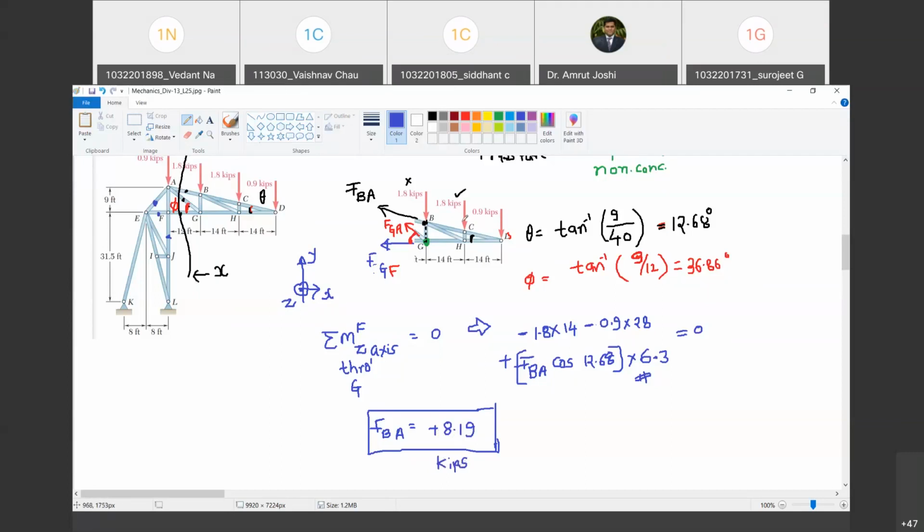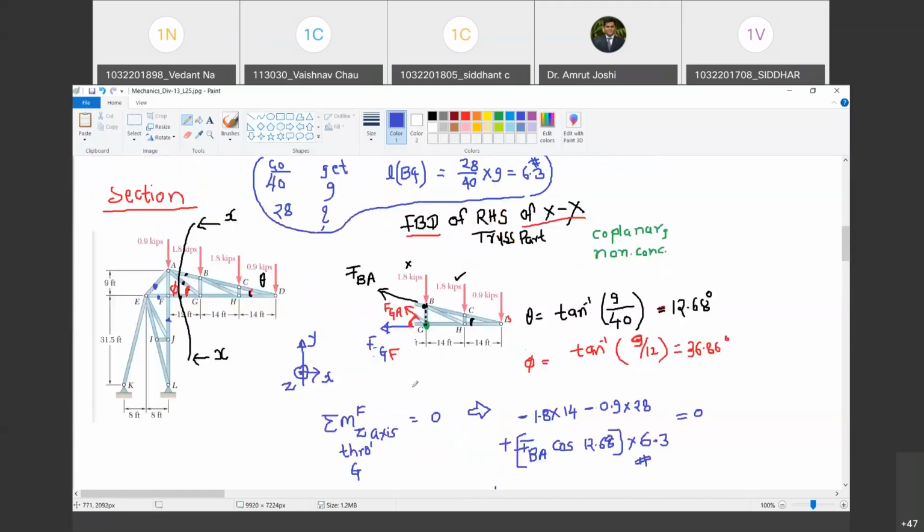Kilopound, same unit as it was for other forces. Others, please confirm if this answer is right. You can unmute and let me know. Yes, sir, it is right. I had confirmed it. Okay, so plus 8.19 KIPS, and as this sign has turned out to be positive, that means the originally assumed sense of FBA is correct, and therefore it is tensile in nature. Do you agree with me? Yes, sir. So therefore it is tensile.